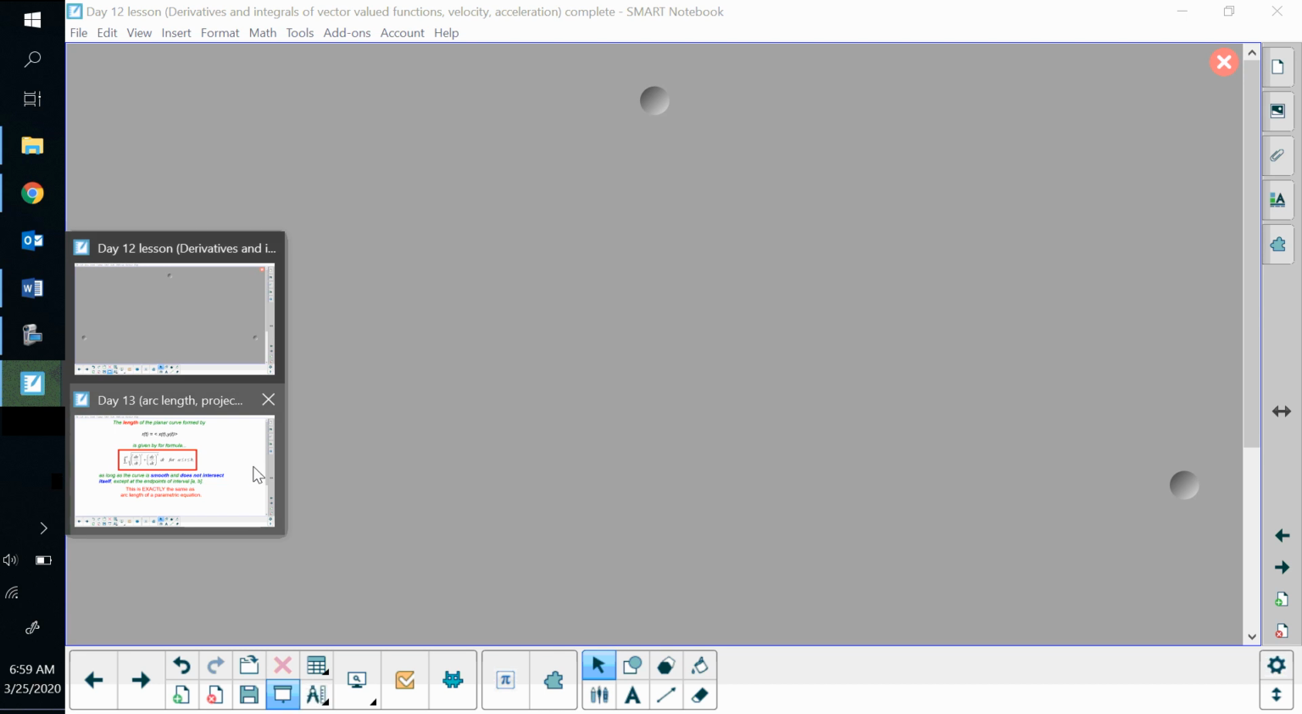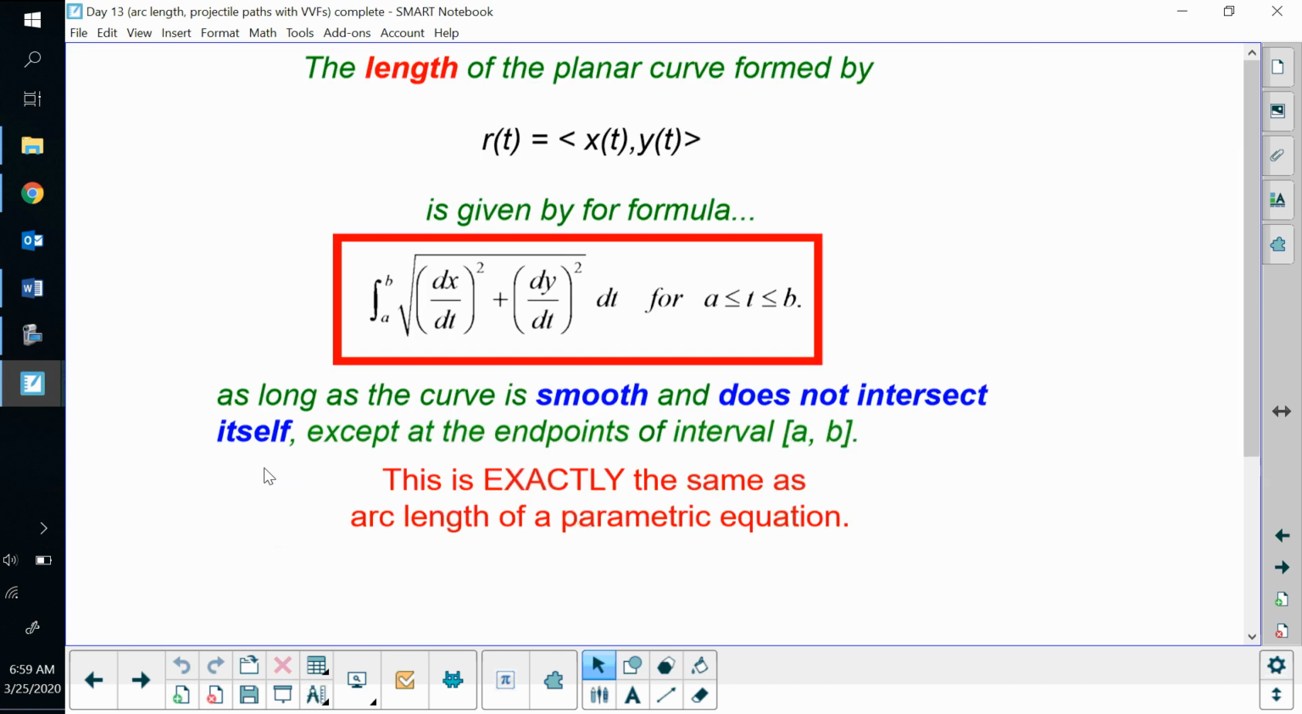And one last thing to note, if you ever had to find the length of a planar curve, it is the same as the arc length formula for a parametric curve. So you do the integral, you do the square root of your x part squared plus your y part squared.